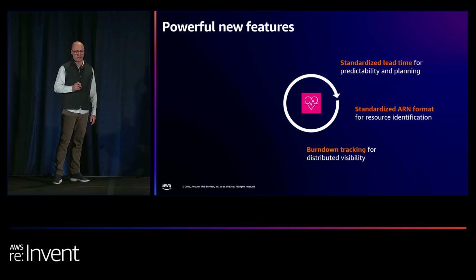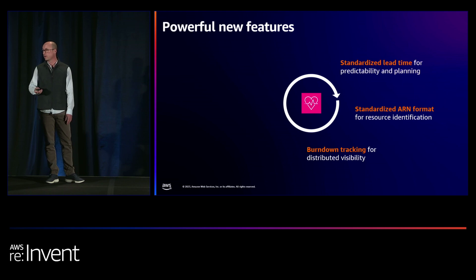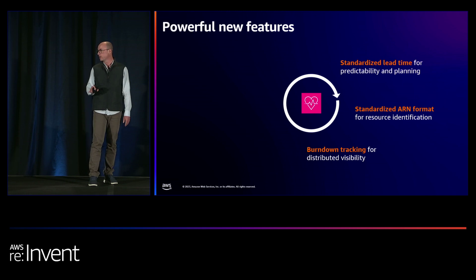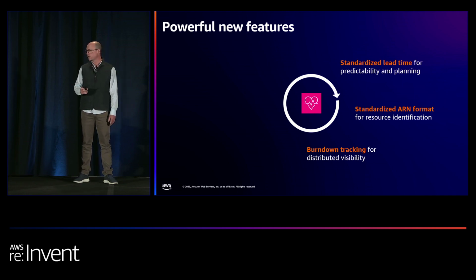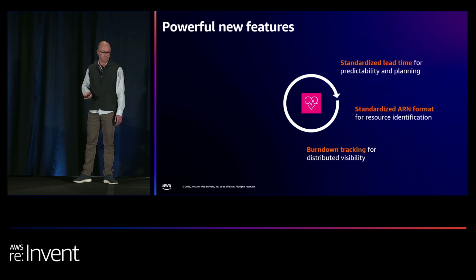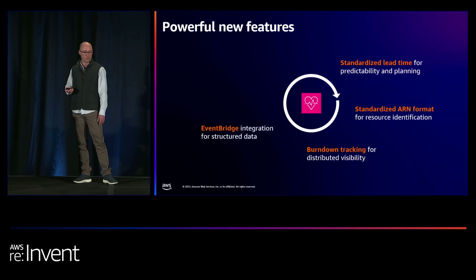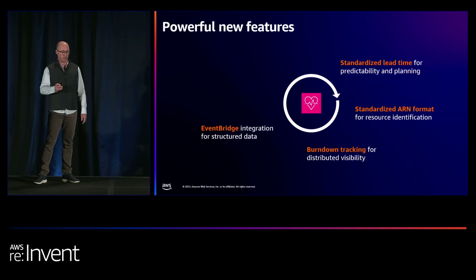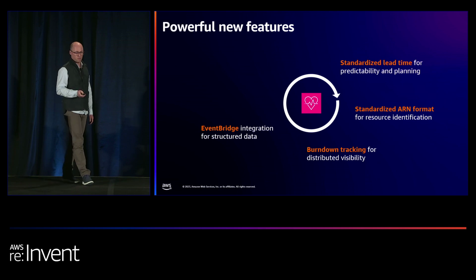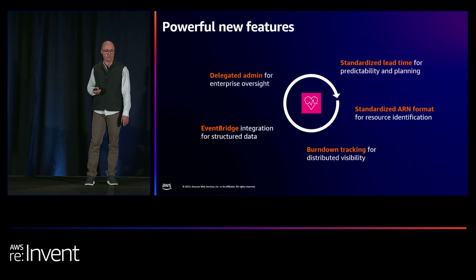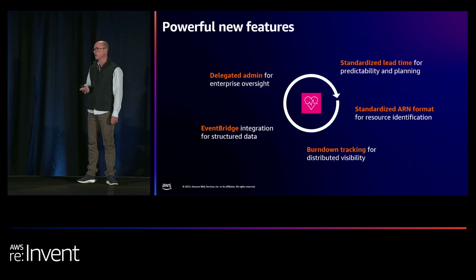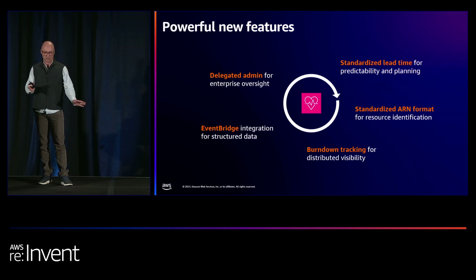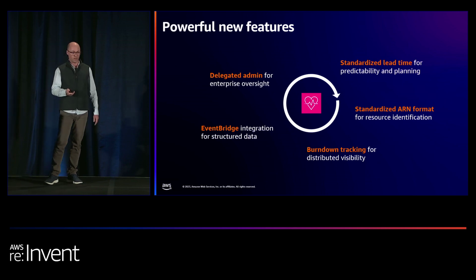Burn down tracking for distributed visibility. This will give our dev teams quick and easy access to see their local impact, understand which resources need to be addressed, and track their progress against that. And the EventBridge integration gives us the structured data we need to link in workloads and teams. More on that in a minute. And the last one here, the delegated administrator feature for enterprise oversight. This means that someone like me doesn't have to mess around in the management account in order to oversee all of this, and I definitely prefer not to do that.